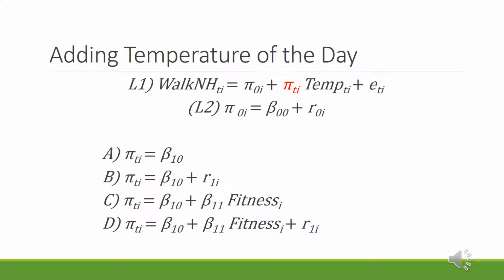So here's the overview slide again. Notice the change in notation. We're going from betas to pi's, from u's to r's, and from r's to e's. But it comes down to the same structure. We have 4 different options to model pi ti, which is the random or fixed slope associated with temperature, the effect of temperature on walking in the neighborhood. How are we going to model this?